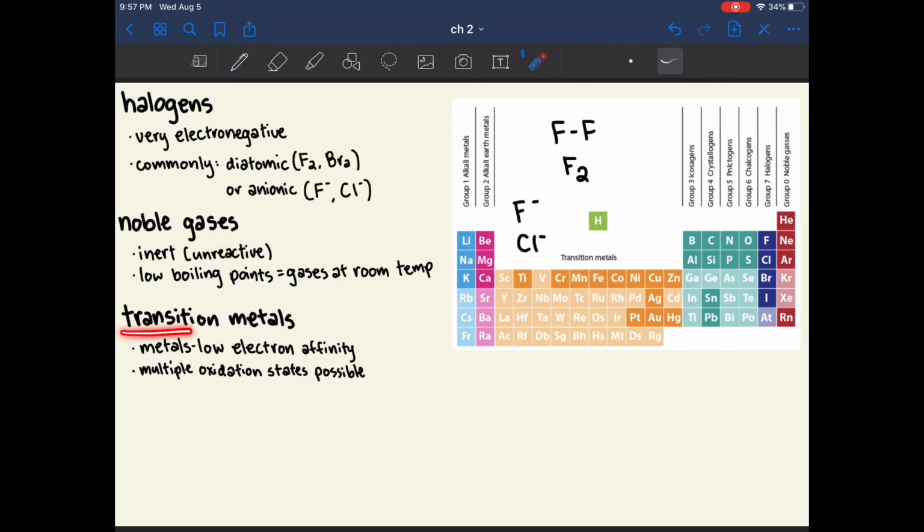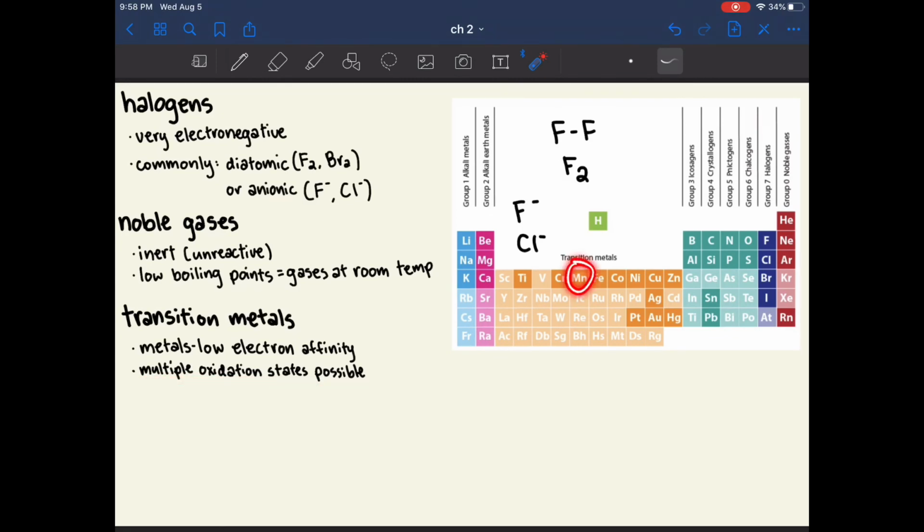Last but not least, the transition metals. The transition metals are all of the elements in orange here, and because they're metals, they have very low electron affinity, which means that they don't like to gain electrons. And the transition metals have multiple oxidation states possible.